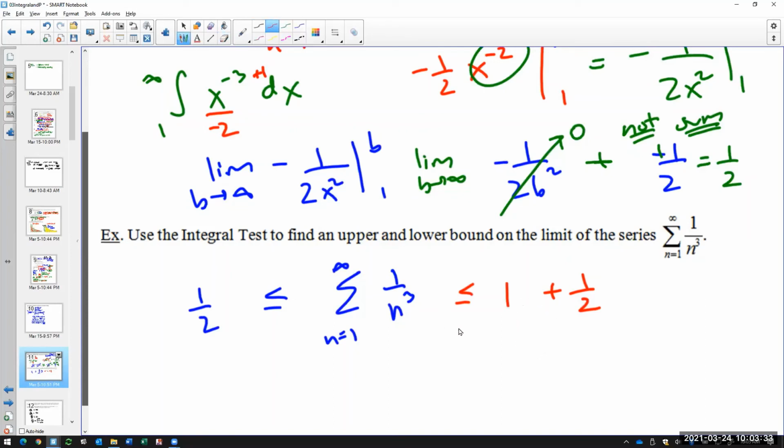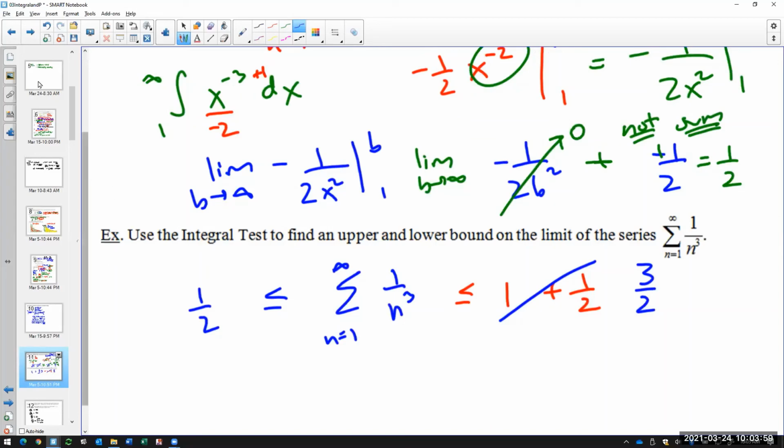So if they ask you for your upper bound for an integral test, my upper bound will be 3/2. If they ask me for my lower bound, it will be 1/2. If I added all the terms of this series together to infinity, I would get some number that's between 1/2 and 3/2. Does that make sense? If your integral diverges, you never have an upper and lower bound. It's only if your integral converges. Are you comfortable with the integral test?